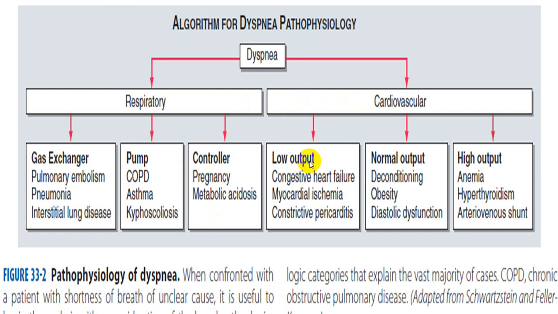In the cardiovascular group, you can divide them according to the pathophysiology, like low output, classical example congestive heart failure, acute MI, severe constrictive pericarditis, cardiac tamponade, etc. will come in this group. With normal output, diastolic dysfunction, obesity, deconditioning, and high output like anemia, hypothyroidism, AV shunt, IV fluid overload, all those groups.